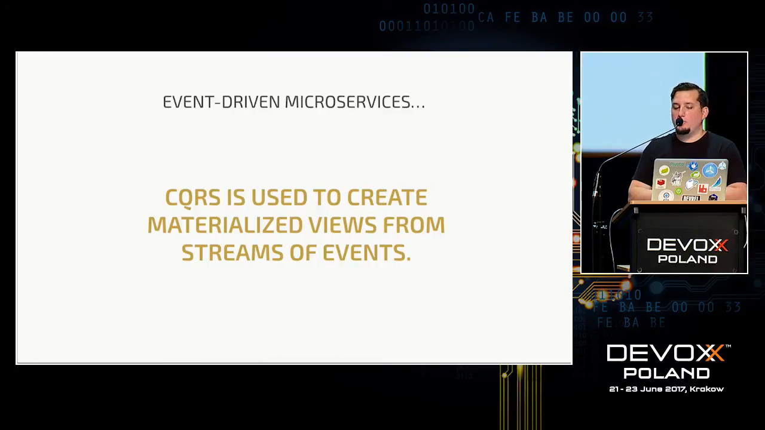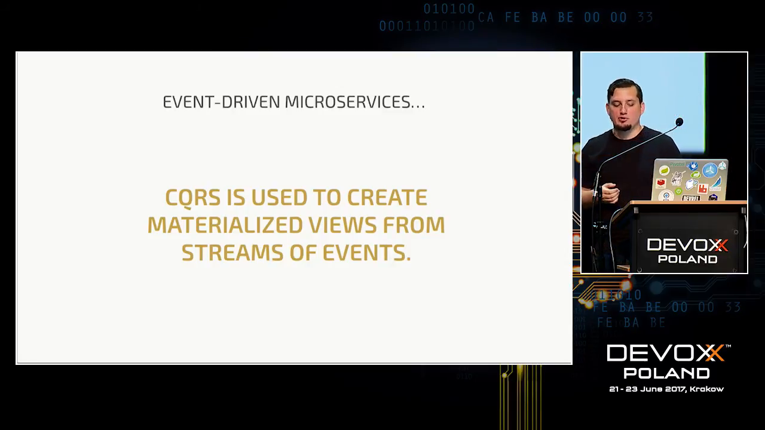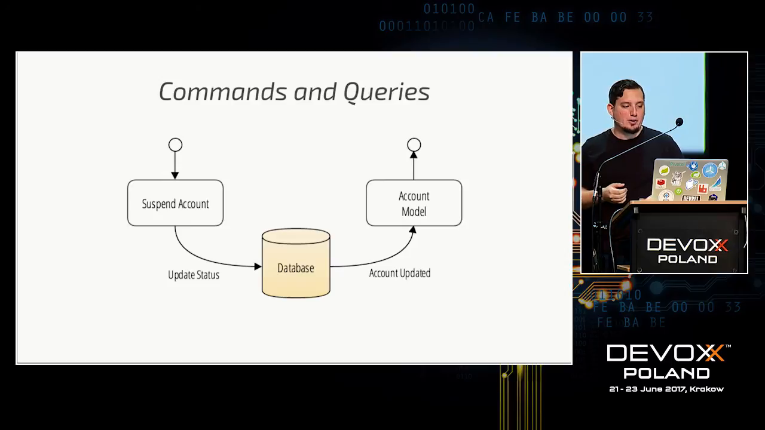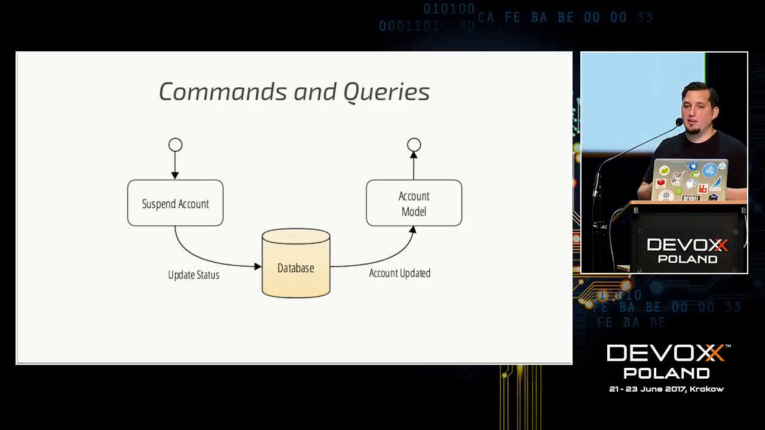And then finally, we saw what CQRS looked like. You can use CQRS to create materialized views from a stream of events. So here I have my command and query side. Maybe I want to suspend an account. That's going to be a command. It's going to update the status in the database. And then on the query side, I'll have my account model, which has been updated.